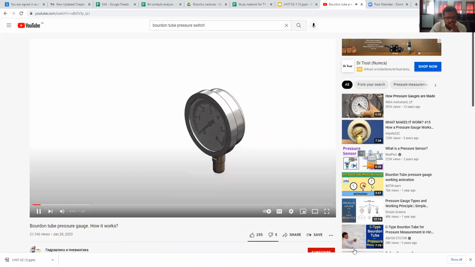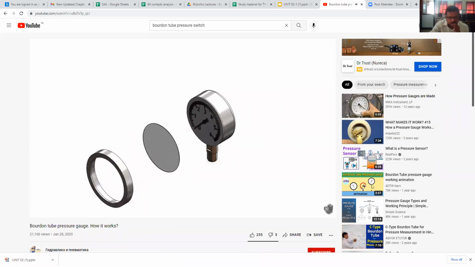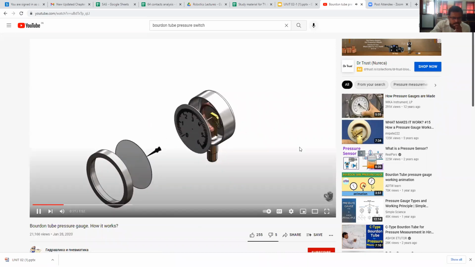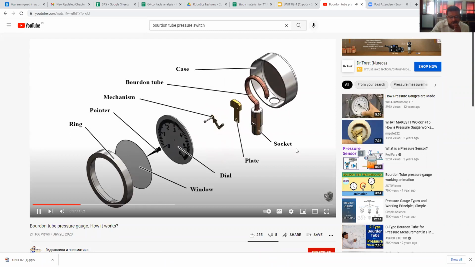The operating pressure in hydraulic or pneumatic systems is measured with respect to atmospheric pressure by a pressure gauge. The most common pressure gauge design was contrived by Eugene Bourdon. It used a curved tube design as the pressure sensing element. The pressure gauge with Bourdon tube contains case, socket, Bourdon tube, plate, mechanism, dial with scale, pointer, window, ring.